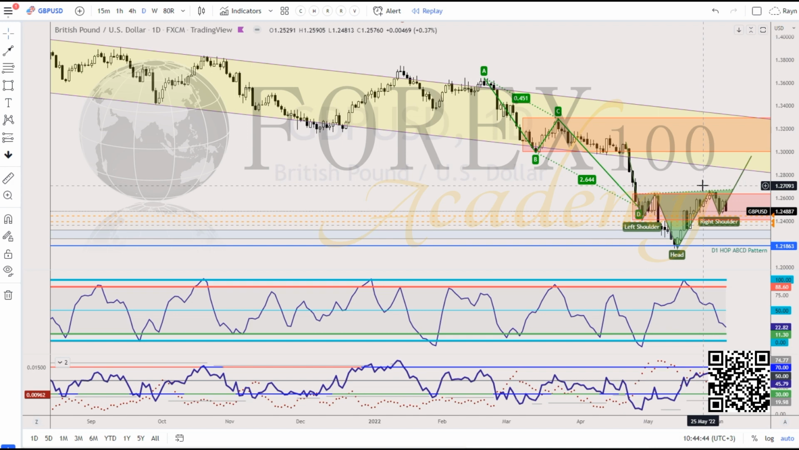And what's more important is for those who are already in this ABCD formation trade that we engaged over here at a high level, you do not need to panic. Of course, they can consider taking partial profits at this level and see if they want to engage an additional entry as a potential head and shoulder trade, correct?